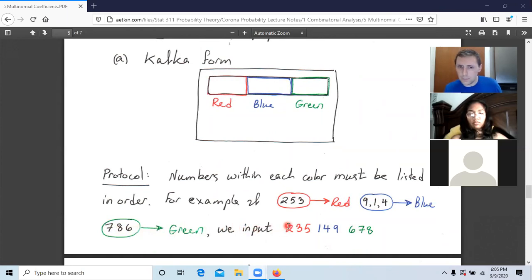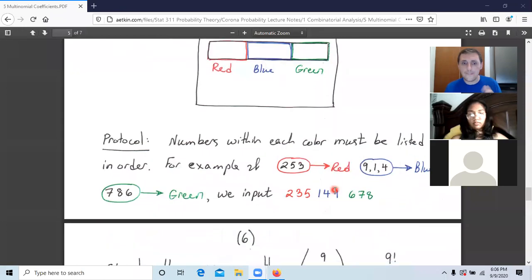So the input code that I put here is 2, 3, 5, because I have to put them in order, then 1, 4, 9, 6, 7, 8. You understand? The red numbers have to be increasing from smallest to largest. The blue numbers must be from smallest to largest, and same for the green. Now, all I need to do is figure out how to count the number of such codes. You already notice that it's simply 9 factorial divided by 3 factorial, 3 factorial, 3 factorial, or 9 choose 3, 3, 3, the multinomial coefficient. I hope that makes perfect sense to you. We developed a way to count such codes.